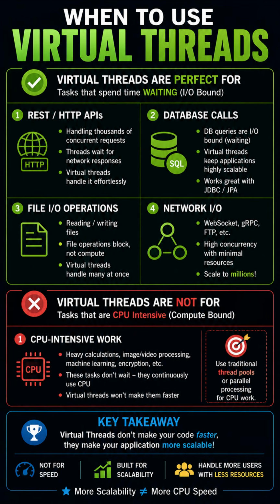However, for CPU-intensive tasks like image processing, video encoding, or complex calculations, virtual threads won't make your code execute faster. The key takeaway is simple. Virtual threads improve scalability by handling more concurrent tasks, not CPU performance.